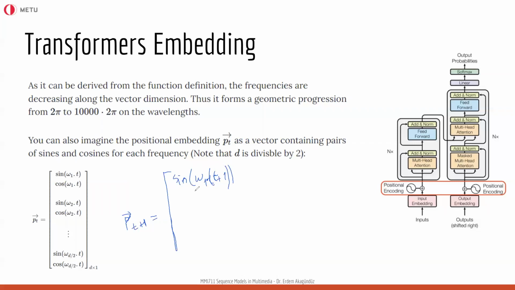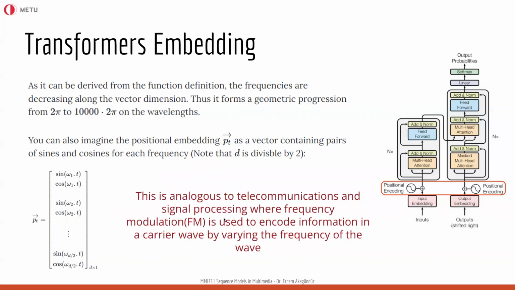So this makes this entire vector of sine waves orthogonal to this vector. When you add orthogonal components to other vectors, they can be separated from each other. And just like I said, this idea comes from telecommunications. This is analogous to telecommunications and signal processing, where frequency modulation is used to encode information in a carrier signal by varying the frequency of the wave with integer factors.